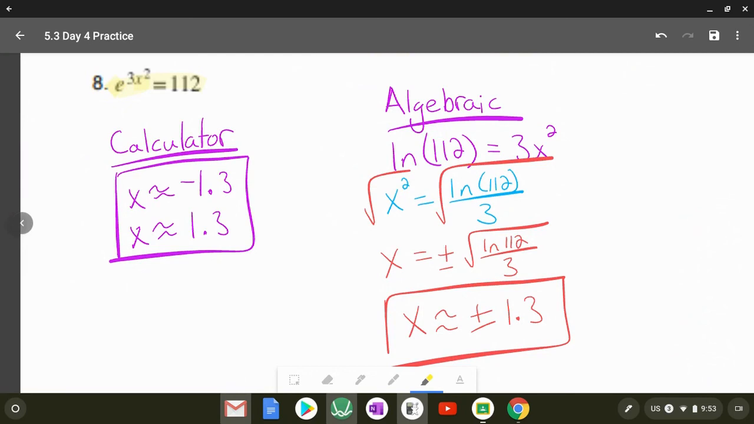So we had natural log of 112 equals 3x squared. And then we divided by 3. So that had x squared equals natural log of 112 over 3, square root. And then again, when you square root, it is plus or minus, because in this case, that minus is allowed because it doesn't make the inside of the log negative. And then when you type those in, you get approximately 1.3.